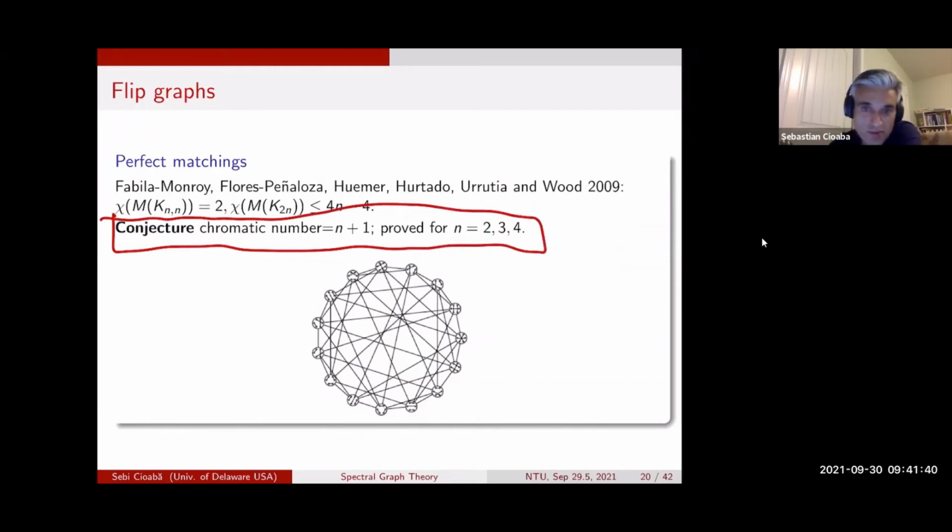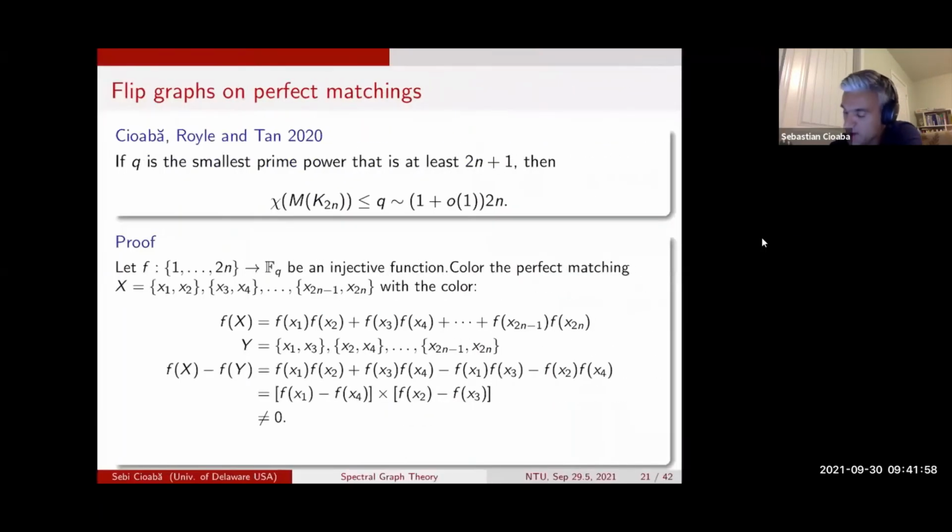And they proved it by computer for n equals 2, 3, and 4. And we worked on it, and it's not easy actually when you deal with a chromatic number. So the best upper bound they could come up with is 4n minus 4, using one of the complete bipartite graphs. And in this work with Gordon Royle and Zhao Kuang Tang, we can improve it by half, so we can get an upper bound. And this is an algebraic proof.